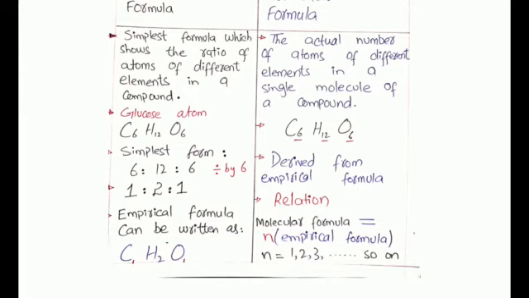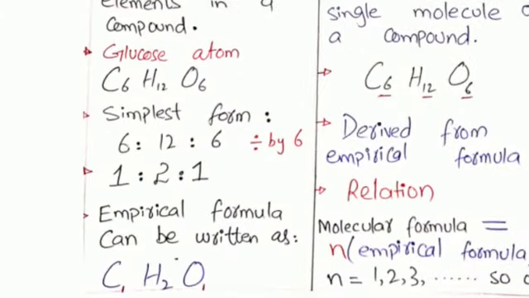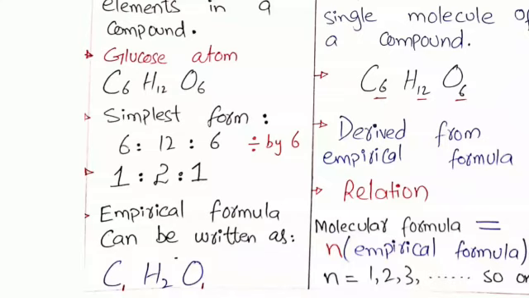C6:12:6. After dividing this by 6, we get 1:2:1. Now this is the simplest form of glucose. After that simplification, we can write empirical formula of glucose as C1H2O1, or we can also write it as CH2O.